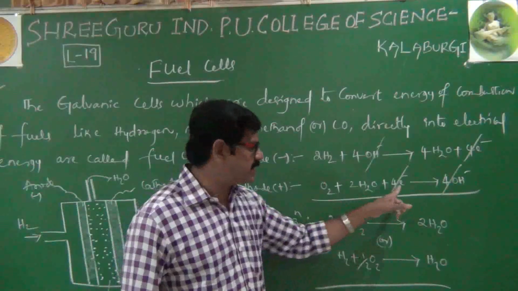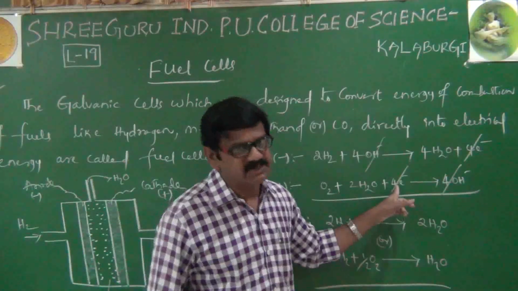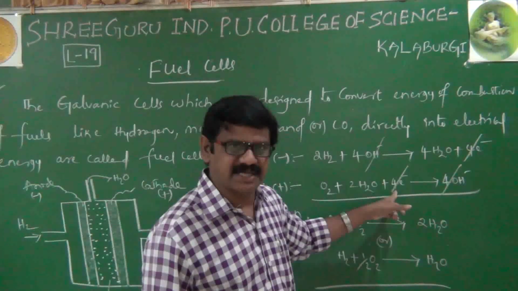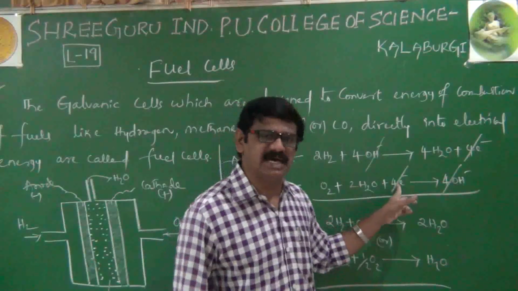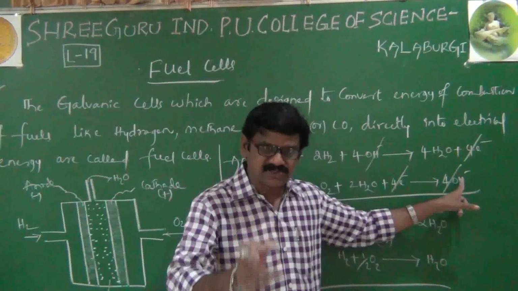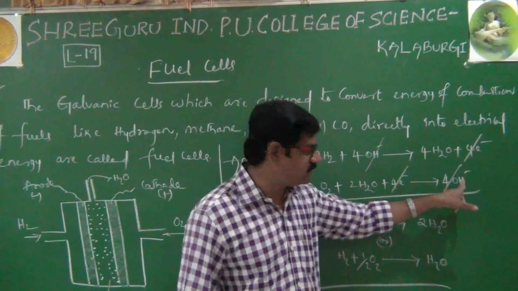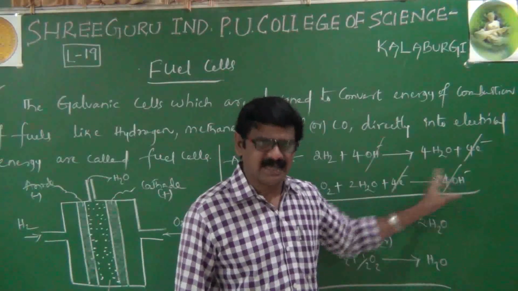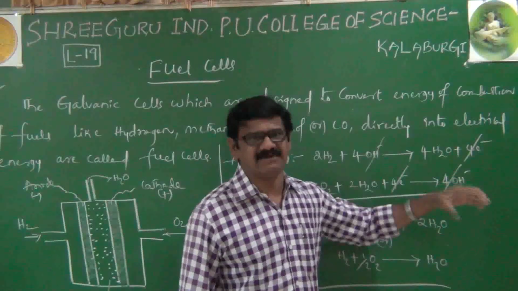Gaining of electrons means we are taking electrons. Electron is a negative charge. If there is a negative charge on the reactant side, then a negative charge should also be there on the product side. Therefore, we have taken OH minus here. Like that, you just remember it in the form of one trick.